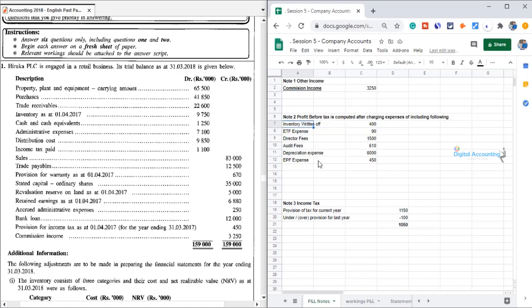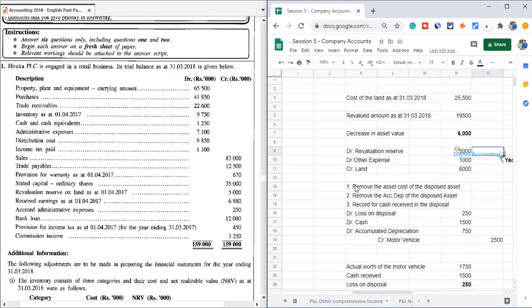Profit before tax is computed after charging expenses including the following. So some expenses we have missed, so we can write that here. So inventory written off, ETF expense, director fees, audit fees, and depreciation expenses, EPF expenses 450.